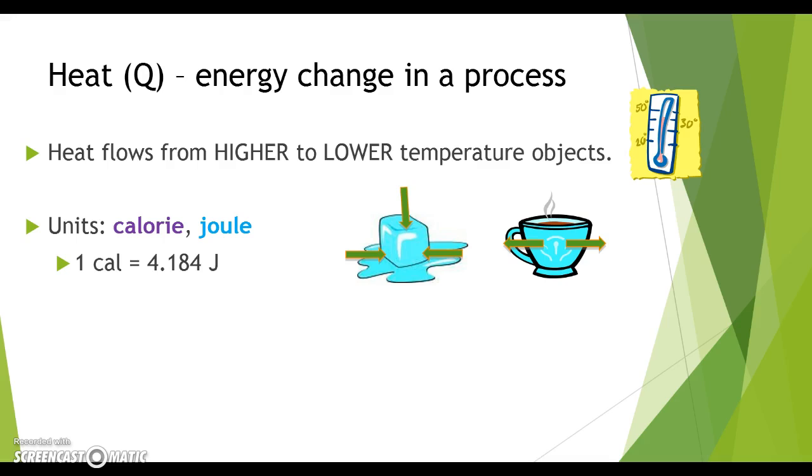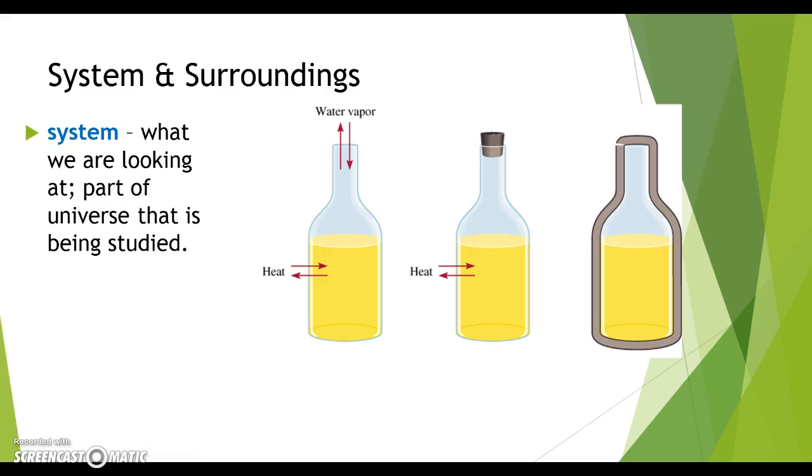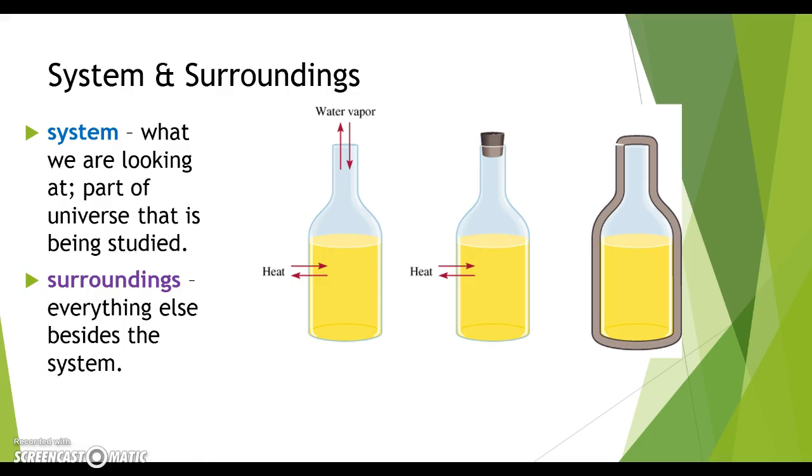In order to correctly identify the direction of heat flow, we must first identify and define something called the system and surroundings. So the system is what we are looking at. It is a part of the universe that is being studied. The surroundings is everything else in the universe besides the system. Here are examples of 3 types of system.